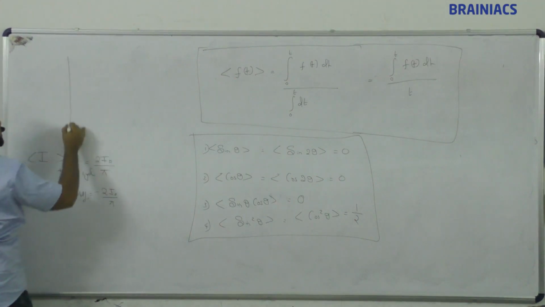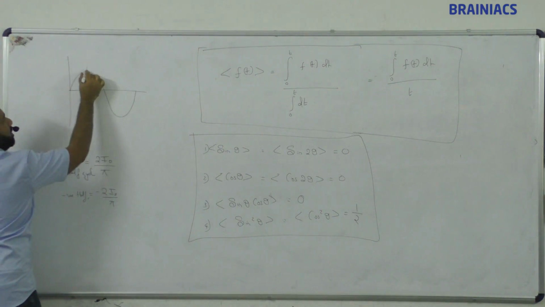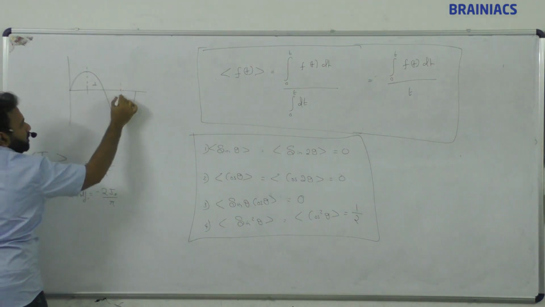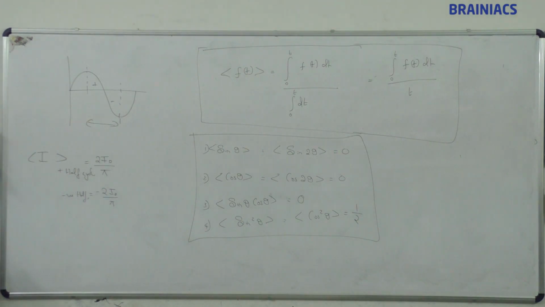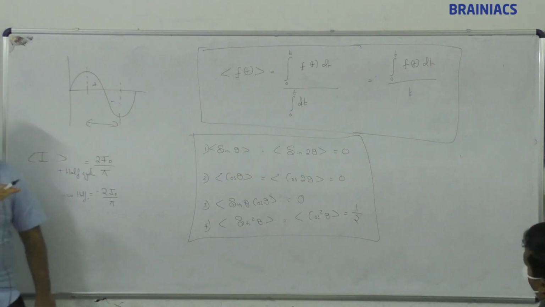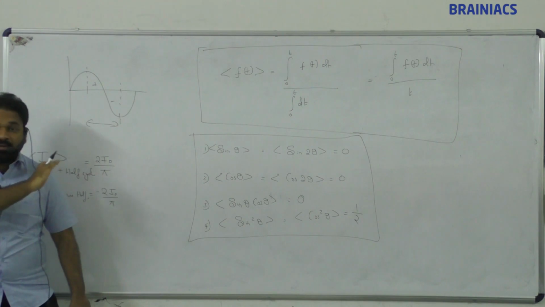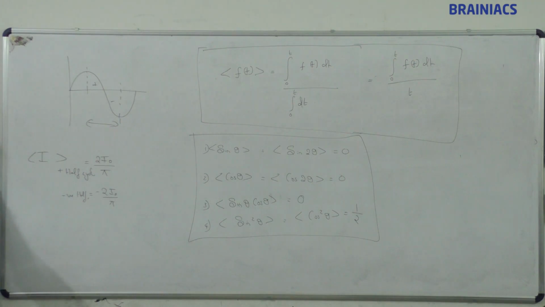See, suppose if this is the signal, one quarter is positive, the other is negative. What is the average value of this piece? 0. One is positive, other is negative. Full cycle is 0 just because half is positive, half is negative. So now the information is complete. Note it down. So take that figure also so that you will understand.